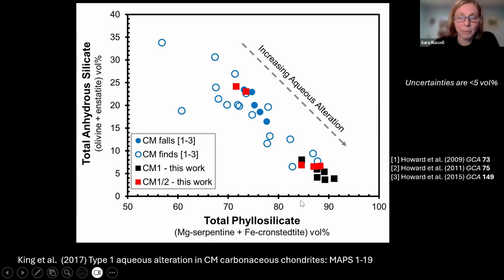And it's from this diagram that we came up with the definition of type 1 material. And you can see that it's around under 10% anhydrosilicates. That's where you're getting the CM1. So these classifications were all done by eye, subjectively, but they tend to have anhydrosilicates less than about 10%, and usually a lot less than that.